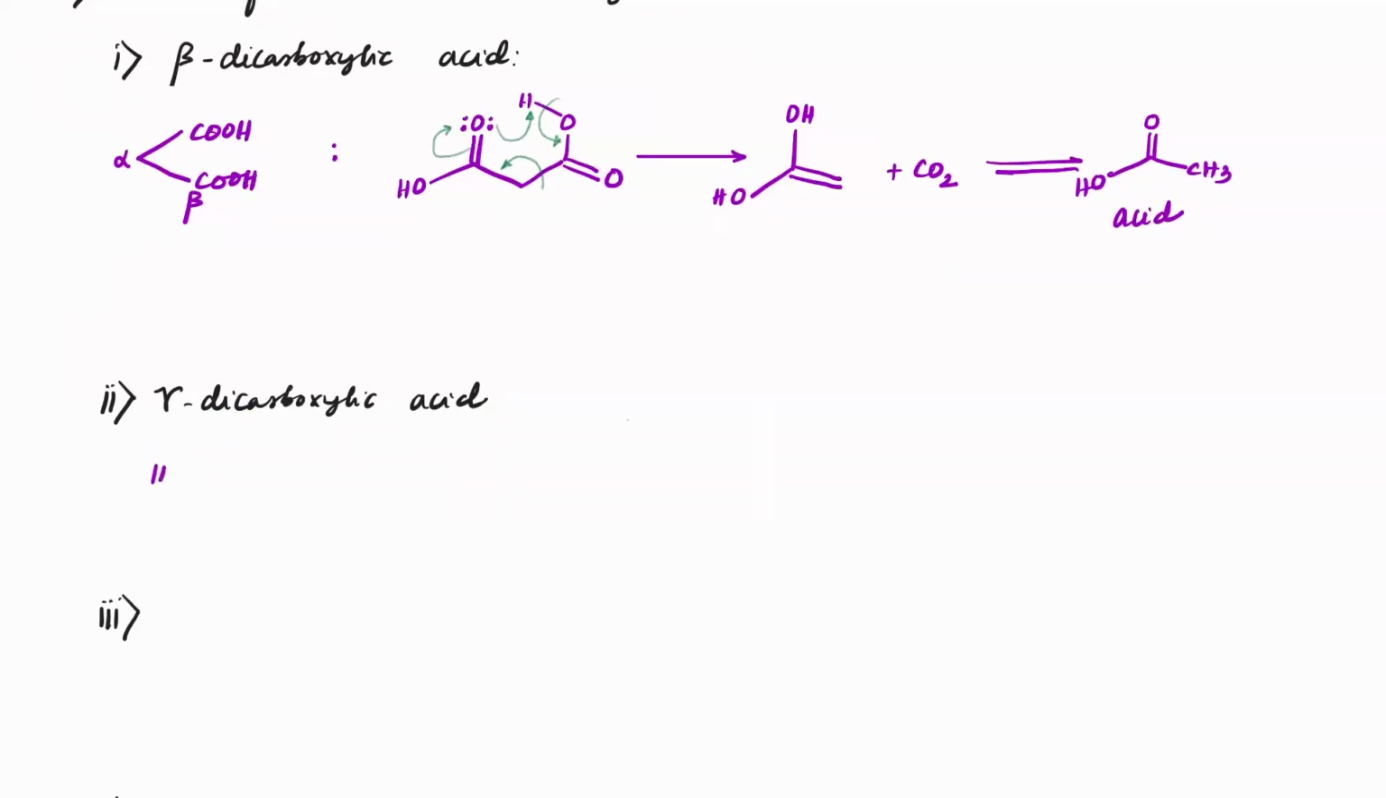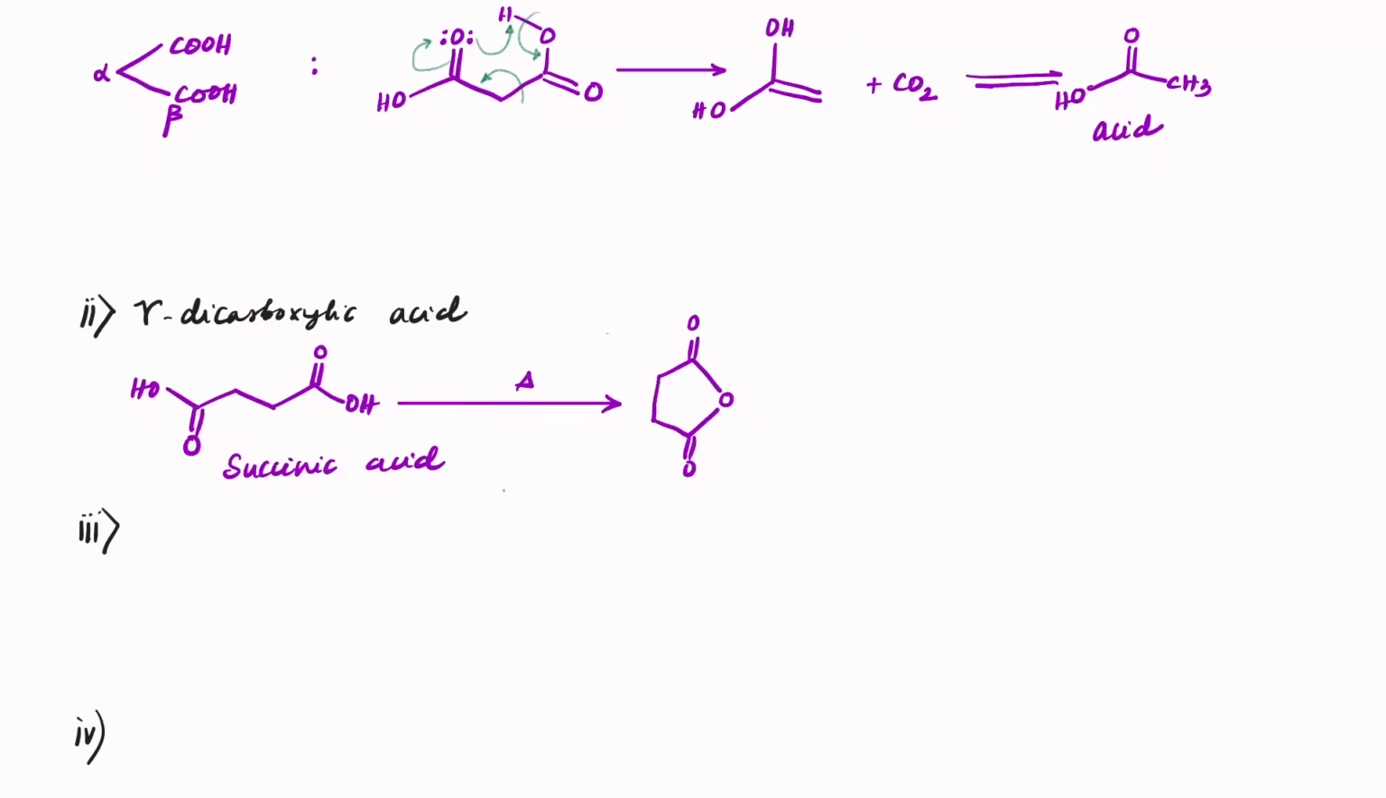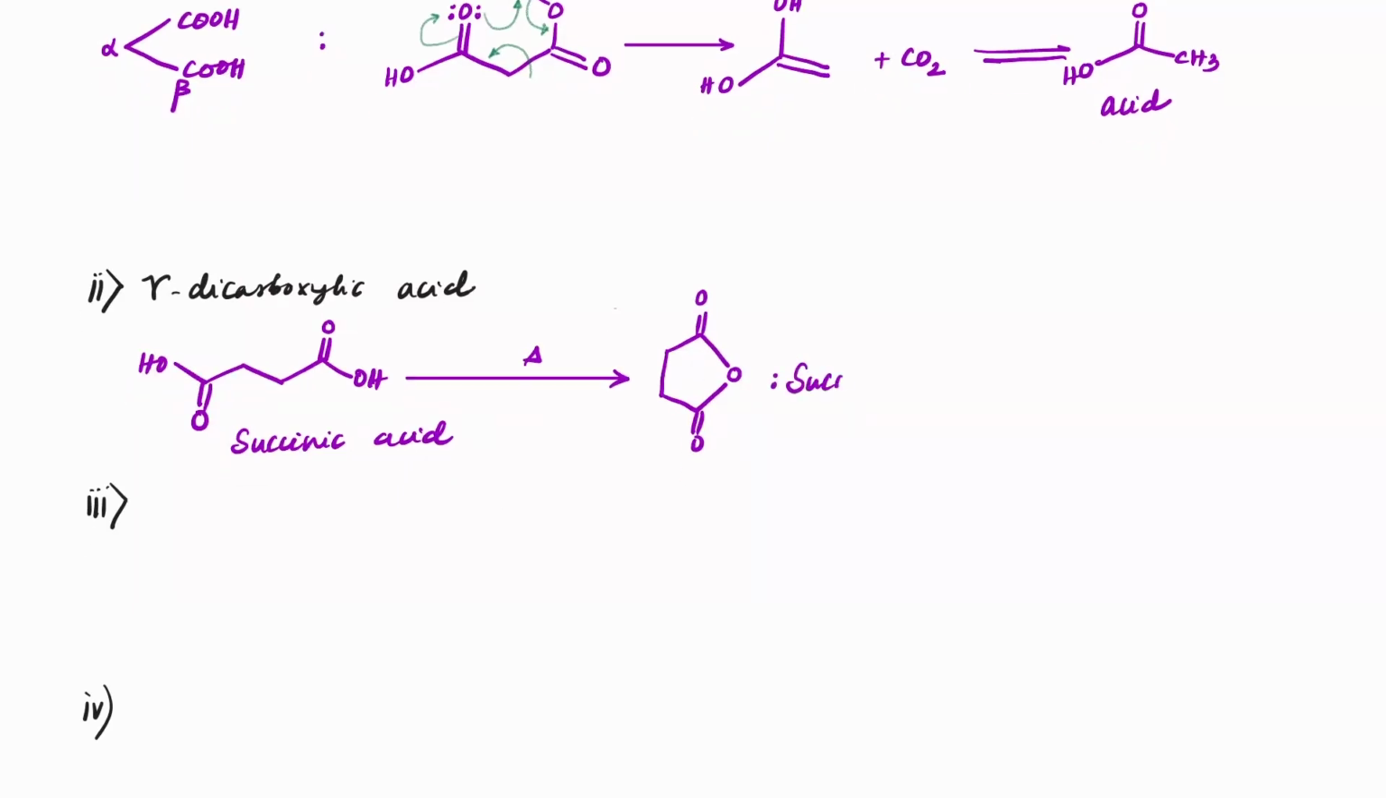Next, let us see gamma dicarboxylic acids. That is, if you have OH and two other carbons here with double bond O, OH here and double bond O. Now, this is nothing but succinic acid, right? We remember the name succinic acid. Succinic acid on heating will convert into O here, double bond O and double bond O this way. What is this one? This is called succinic anhydride. Succinic anhydride.